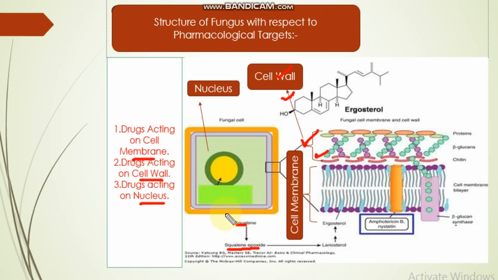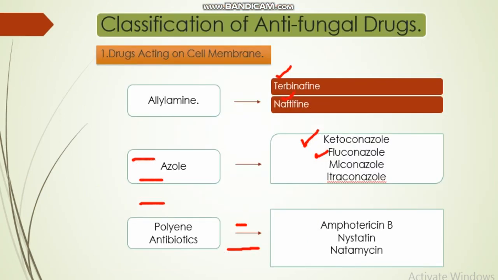So allylamines like terbinafine and naftifine bind to the squalene epoxidase enzyme and inhibit the synthesis of squalene epoxide. When there is inhibition of squalene epoxide, there is inhibition of lanosterol and of ergosterol, and there is no structural integrity of the cell membrane of the fungus, which ultimately leads to the weakening and finally the death of the fungus. So this is the mechanism of action of allylamines like terbinafine and naftifine.